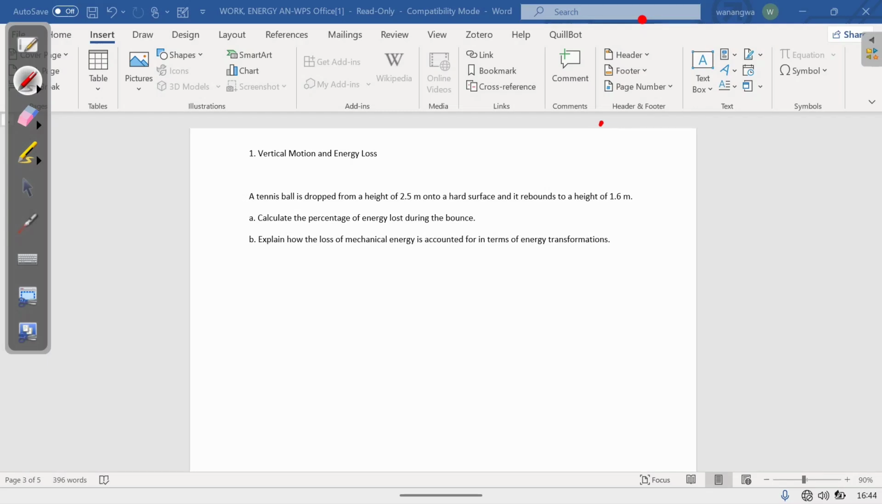So today we'll be looking at work, energy, and momentum problems. And so the first question that we have is, a tennis ball is dropped from a height of 2.5 meters. So the initial height is 2.5 meters, okay? And then height 2 after rebound is 1.6 meters. So this thing drops, then rebounds, okay?